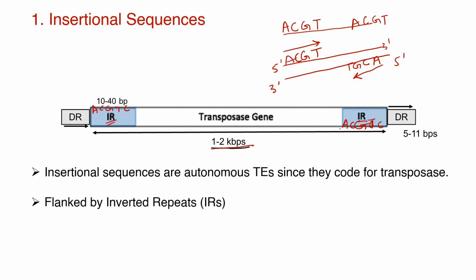These insertional sequences are autonomous as they have the gene for the transposase enzyme, which is involved in their transposition. There is a signature of transposable elements, or insertional sequences, in the target DNA, which is called a direct repeat. We will look at how these direct repeats are generated. So this is about insertional sequences, which are autonomous and have a transposase gene.